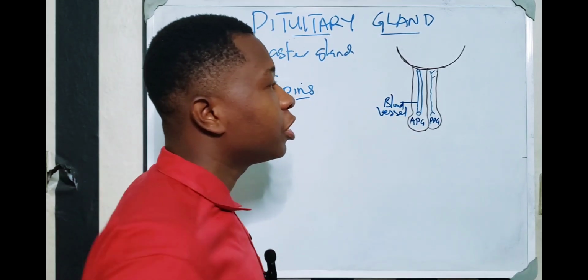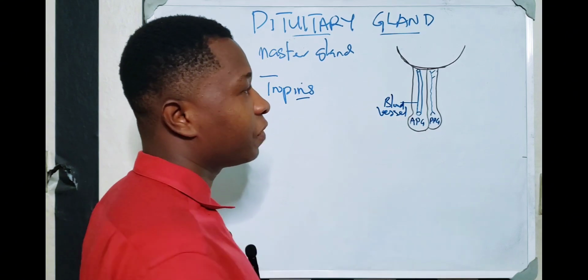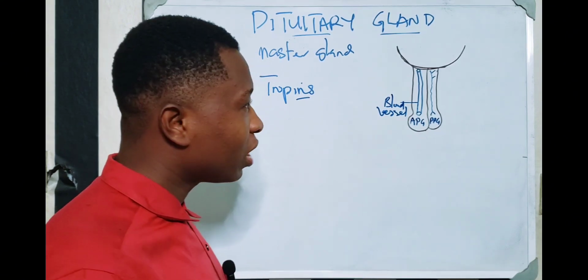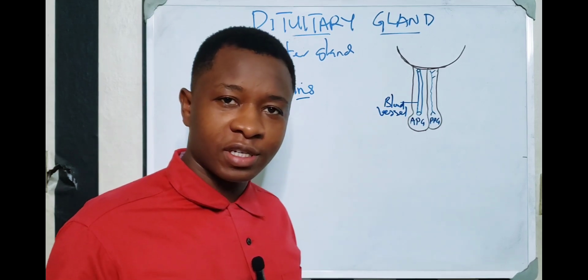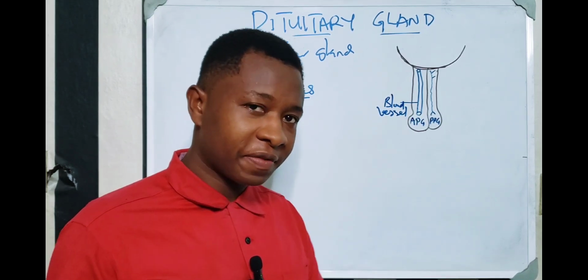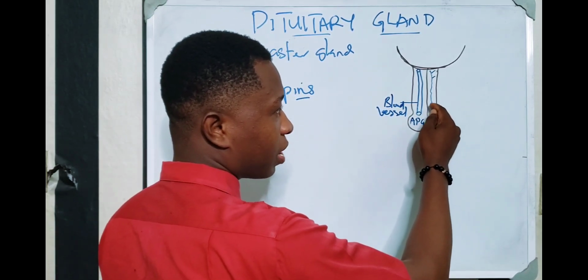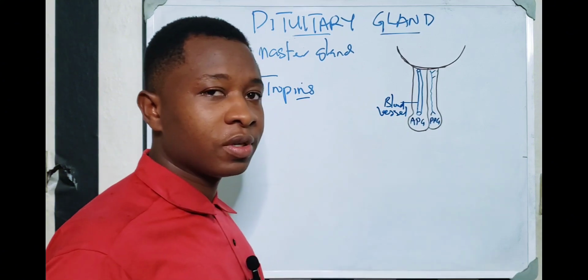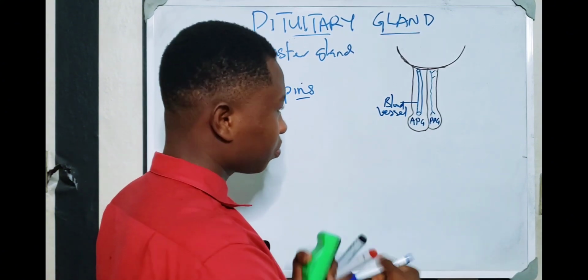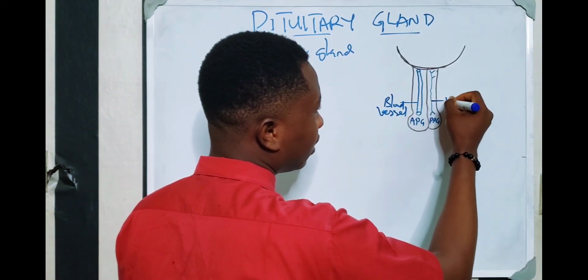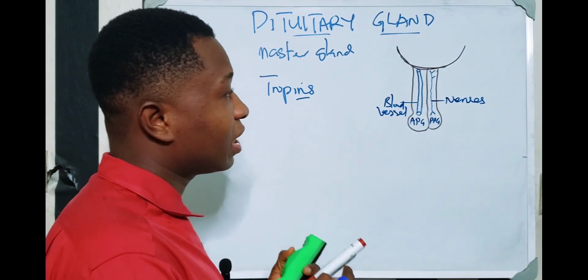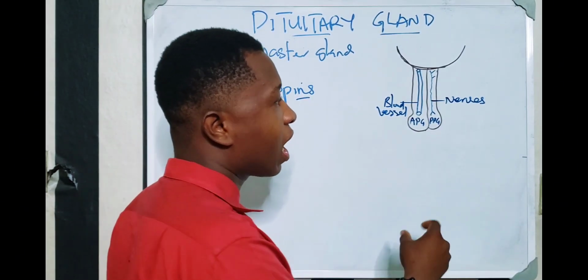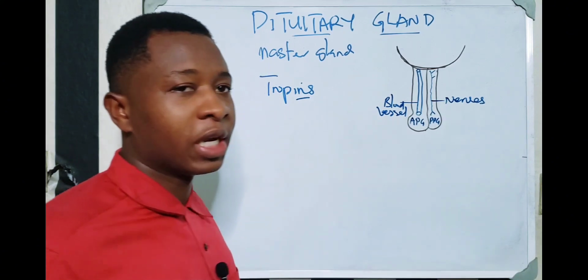But the posterior pituitary gland doesn't have a blood vessel. Rather, it is connected to the hypothalamus through nerves, which is what you can see here. Let me write it: nerves. Okay, so that's the major difference between the anterior pituitary gland and the posterior pituitary gland.